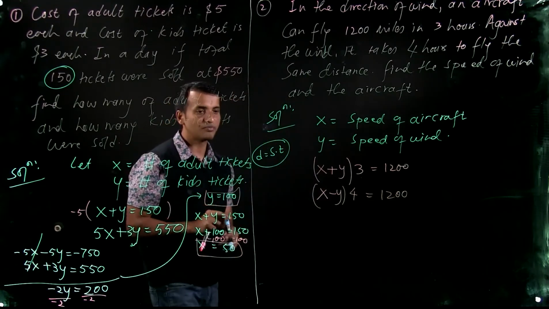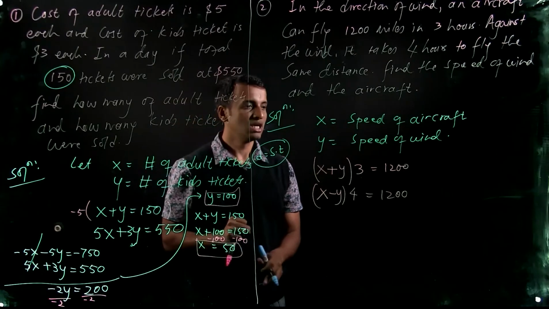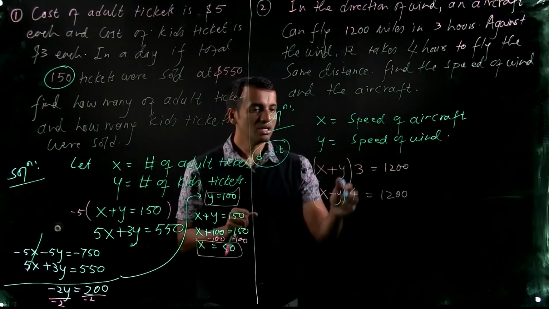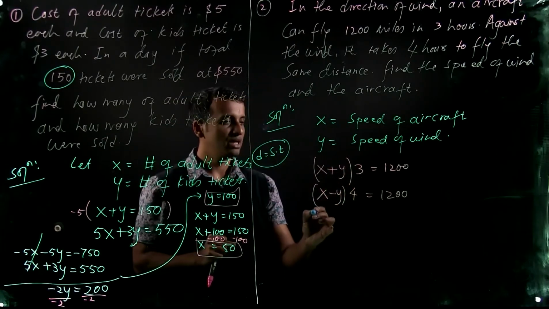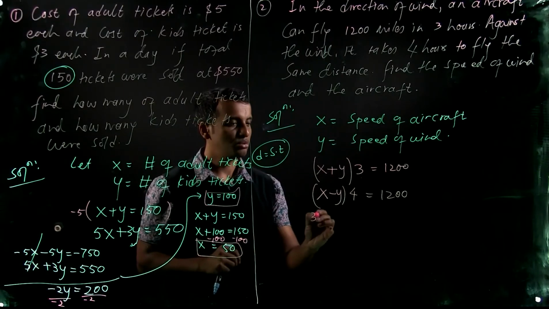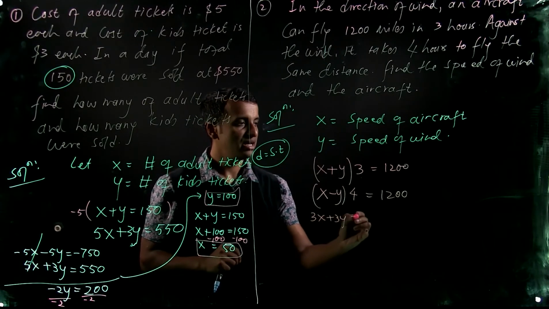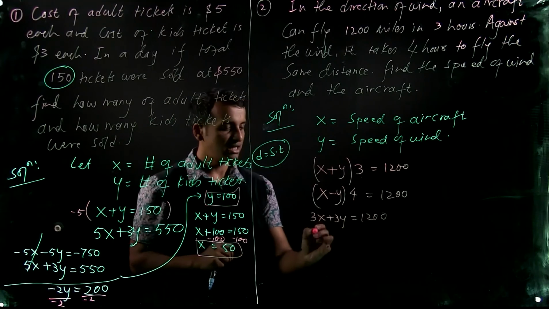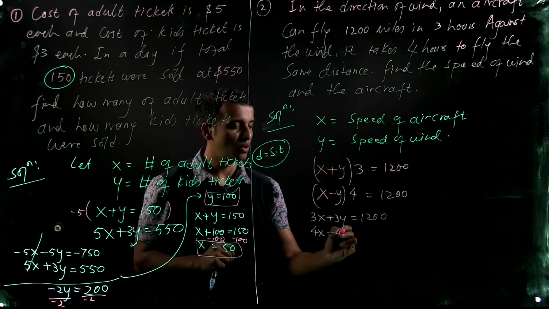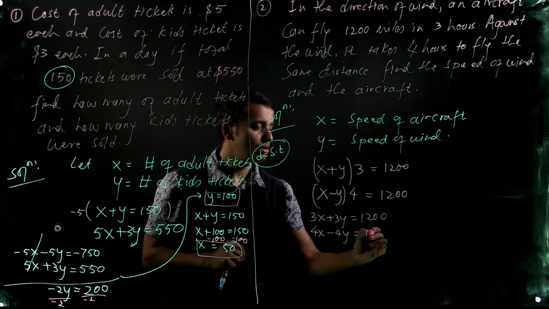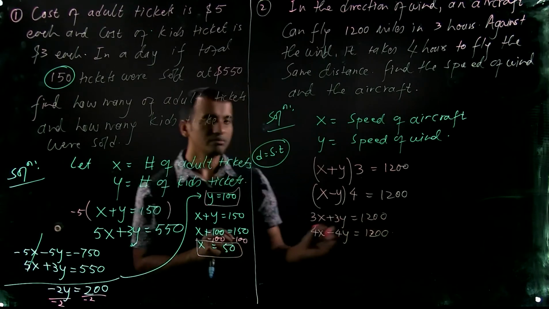Now we have the two equations, and we want to solve them. Let me distribute first. If you distribute, you get 3x plus 3y equals 1200, and this is 4x minus 4y equals 1200.